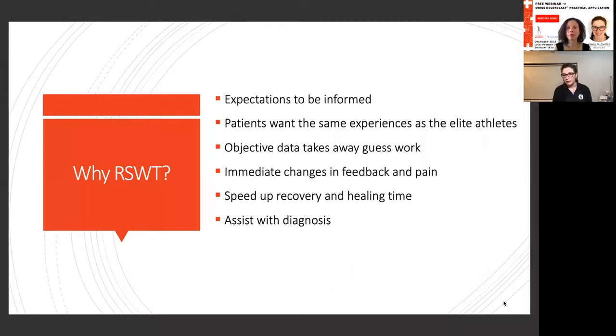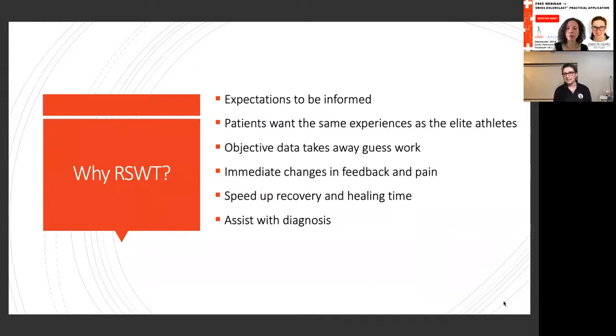It can speed up recovery and healing time. Every single person I see would like to get better quicker. Obviously anything that's going to improve blood flow and improve oxygen, lots of techniques we use aim to achieve the same thing. So if we've got a tool that can do that a little bit quicker and more effectively in a shorter amount of time, we're saving the patient time and money as well.